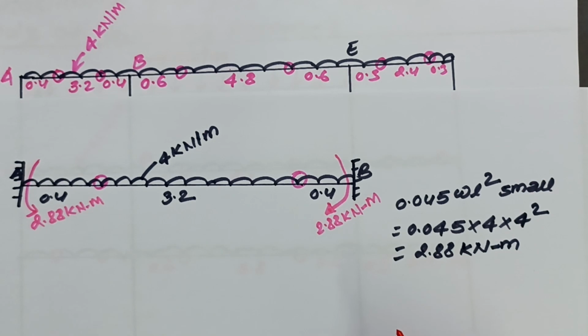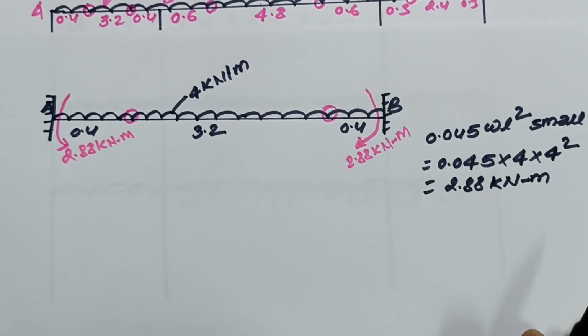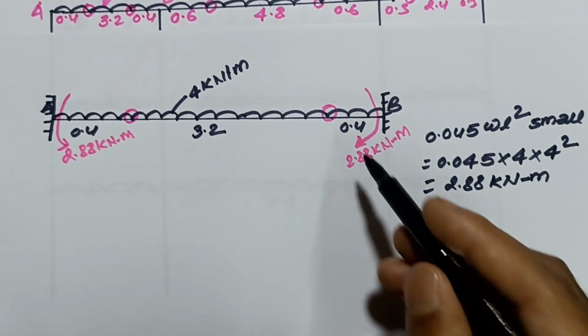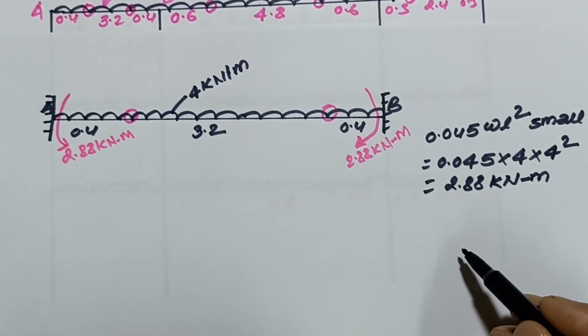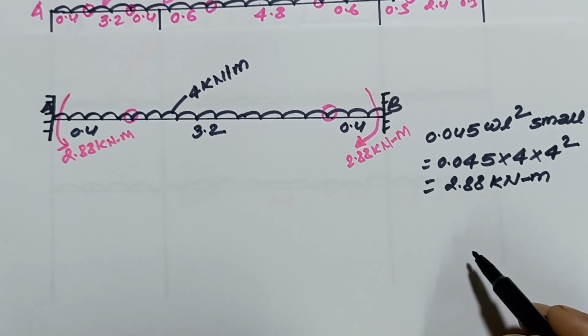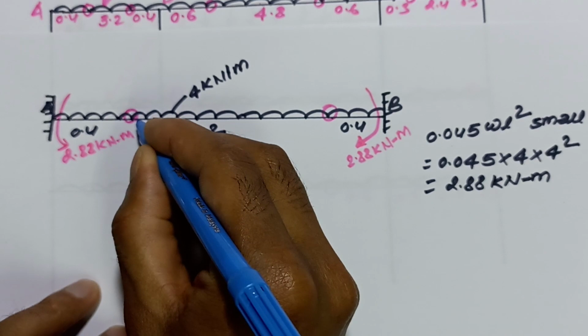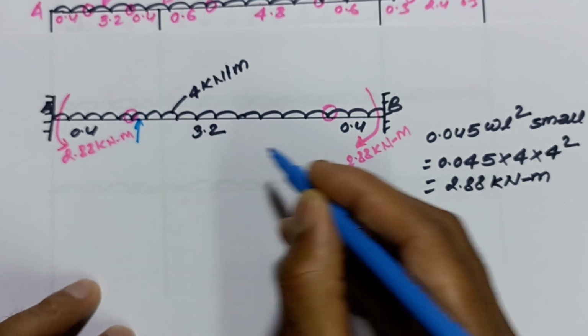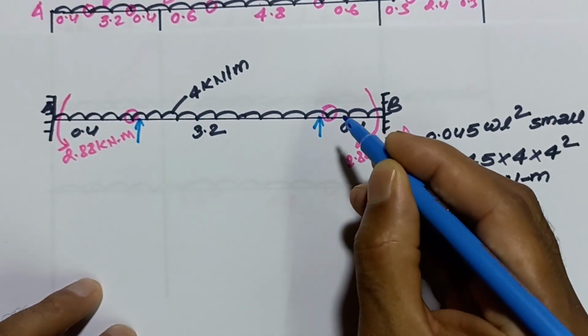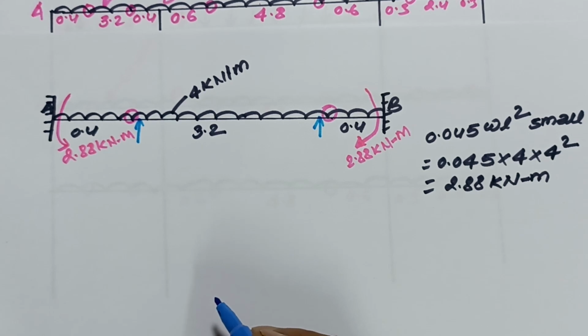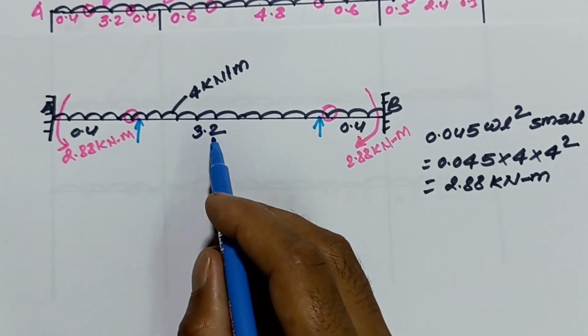I think you have the confusion about how this direction is downward. Do you know? I will explain. See here, only take this part. And you know one thing, here and here, how much force will be generated? Reaction force, 4 into 3.2.